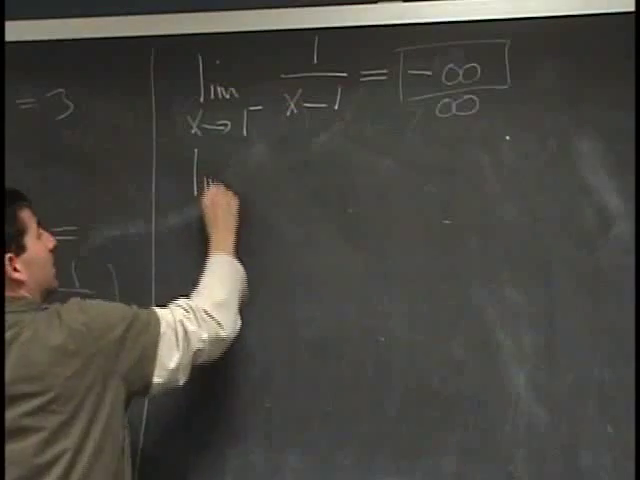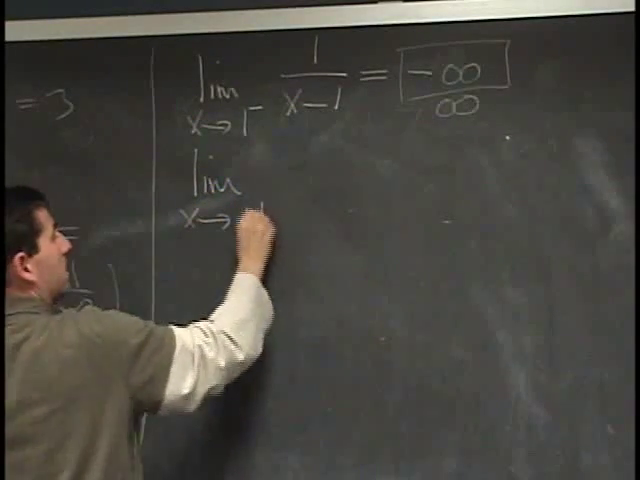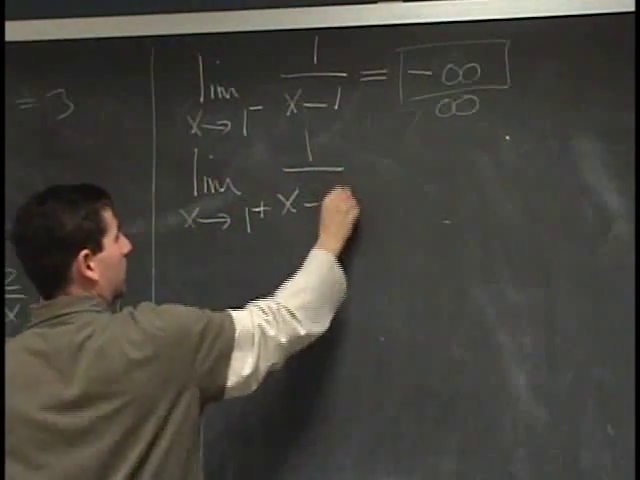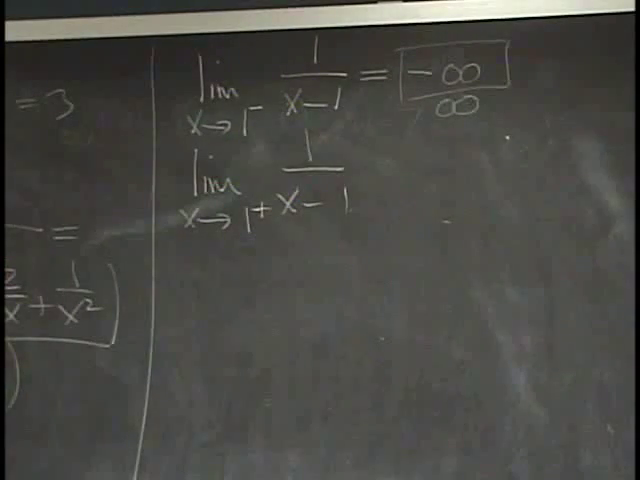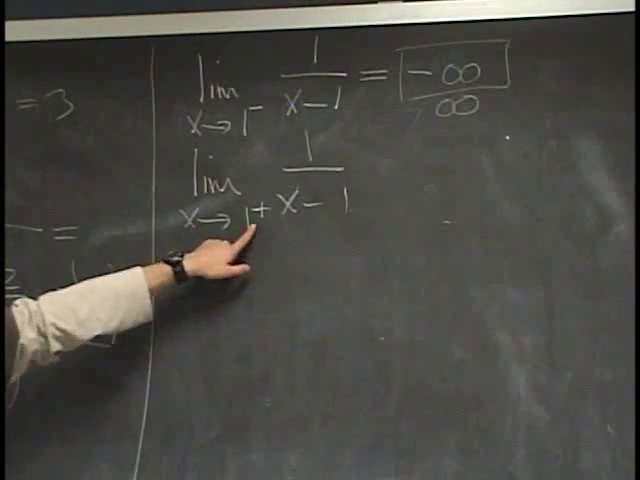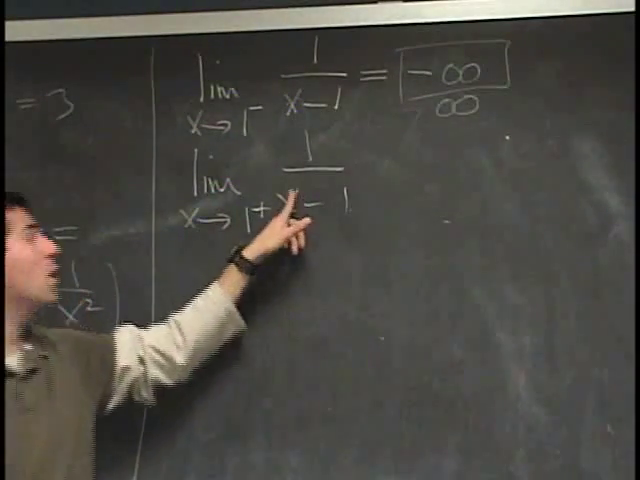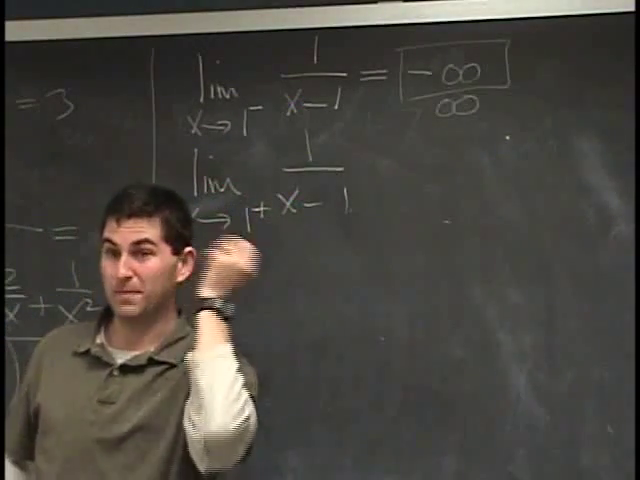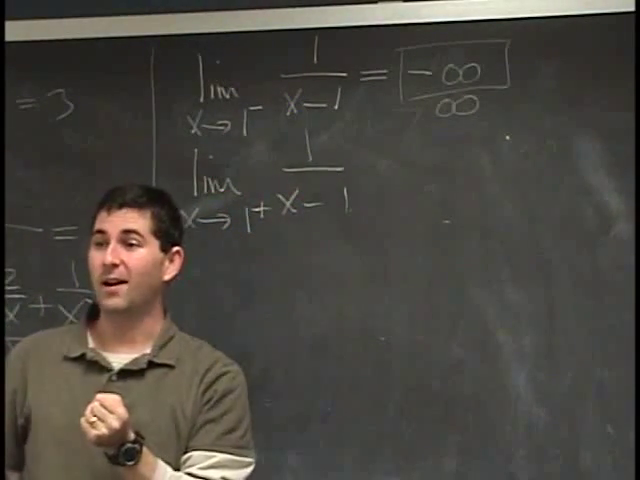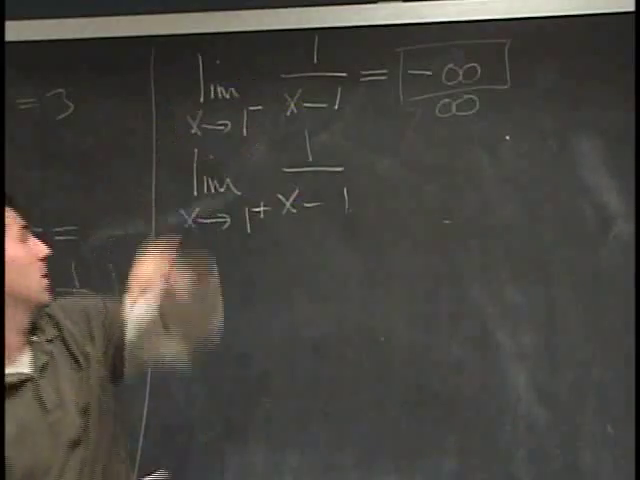What is the limit as x goes to 1 from the positive side? Positive infinity, because now you have numbers slightly bigger than 1. So you say 1.1 minus 1. That's 0.1, but that's a positive 0.1. Right? So you're approaching infinity like this.